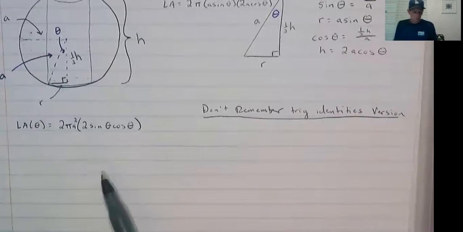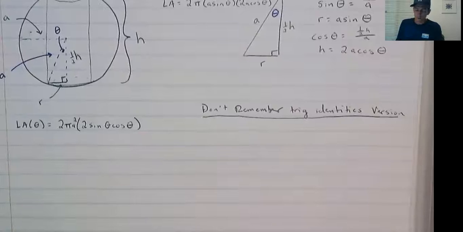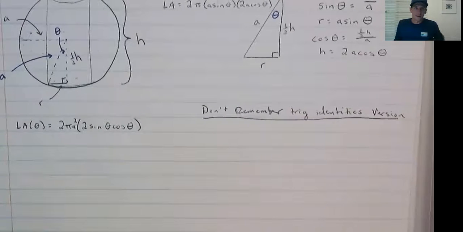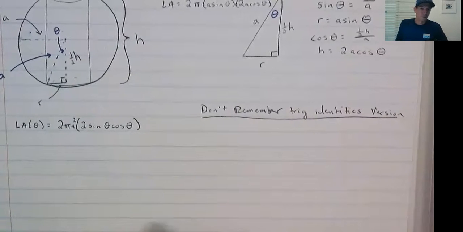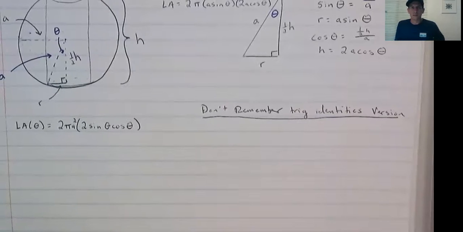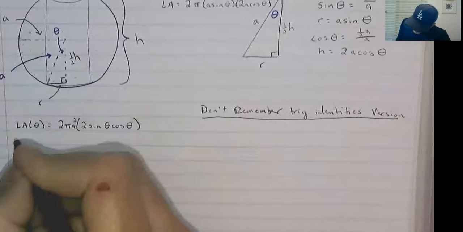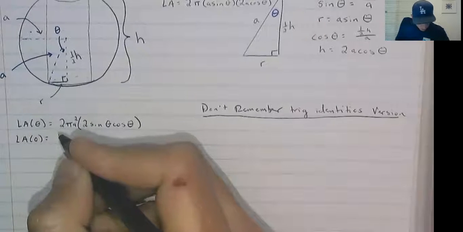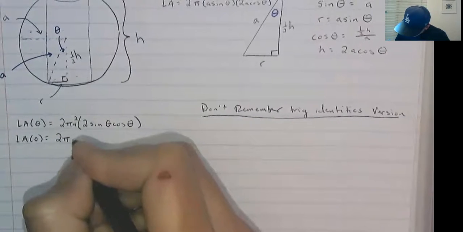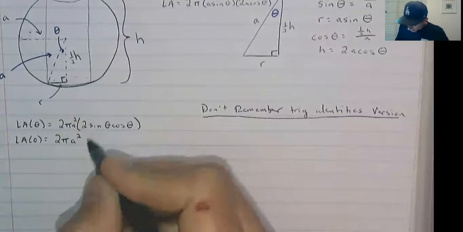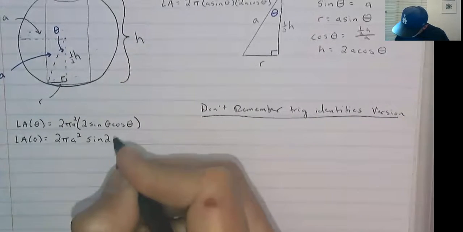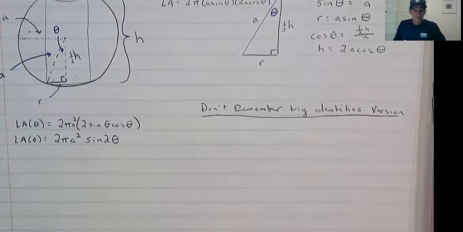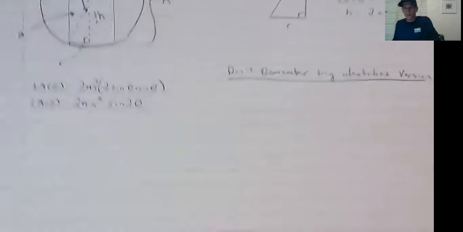Okay, so you did remember your trig identities because you're a good little calculus student, is that 2 times the sine of theta times the cosine of theta is actually the sine of 2 theta. Who knew? Somebody knew. I think Trey knew last time. He probably still knows unless he forgot. So the lateral area of theta is actually equal to 2 pi times a squared. This guy becomes the sine of twice theta.